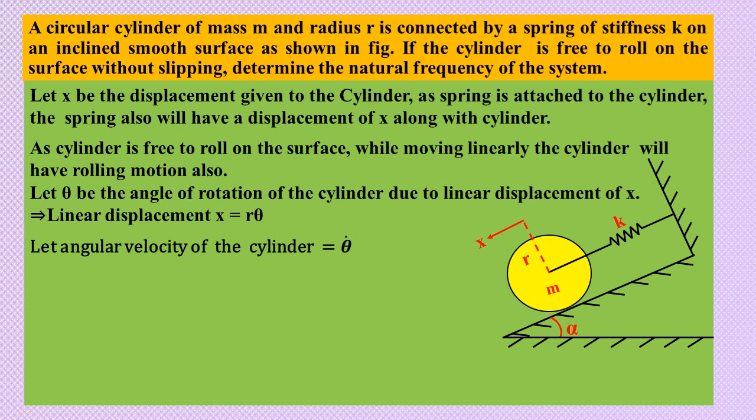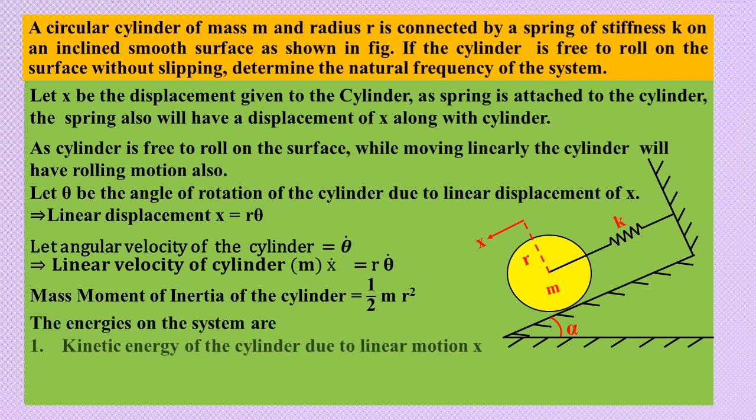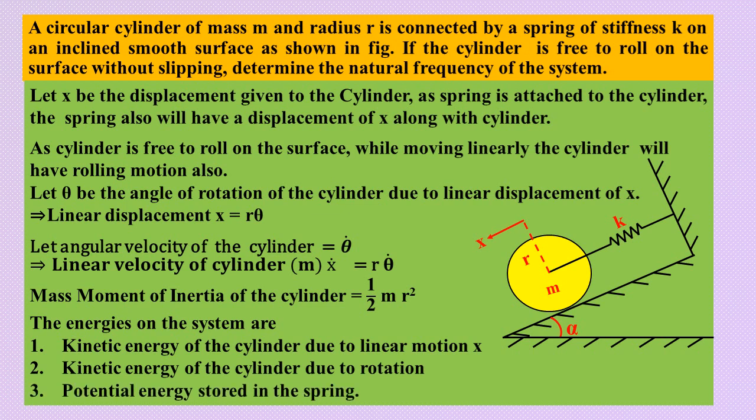Let the angular velocity of the cylinder equal theta dot. It implies linear velocity of the cylinder x dot equal to r theta dot. Mass moment of inertia of the cylinder equal to 1 by 2 m r square. The energies in the system are: 1. Kinetic energy of the cylinder due to linear motion x. 2. Kinetic energy of the cylinder due to rotation. 3. Potential energy stored in the spring.